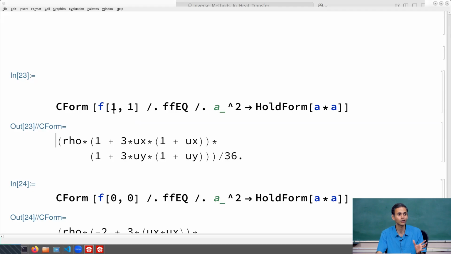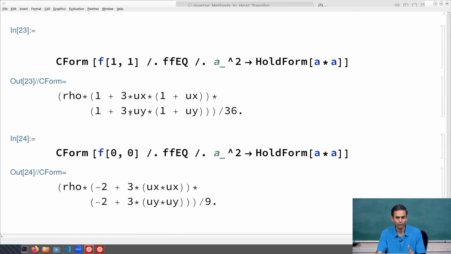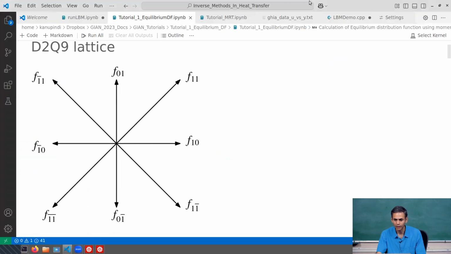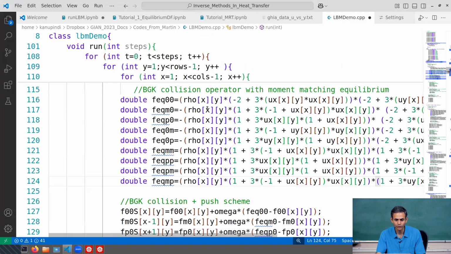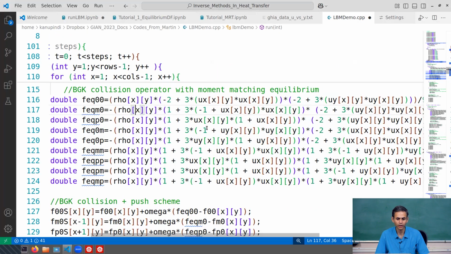We do this for all F's. I've only shown it for 1,1 and 0,0, but we will do it for all 9 values. And then we go back and substitute. That will give you this code basically, for all the equilibriums in terms of rho, ux, uy, and then CS square. But still you would require either moment or u to be calculated so that you can make use of it here in the equilibrium distribution functions, because you will come to the equilibrium.